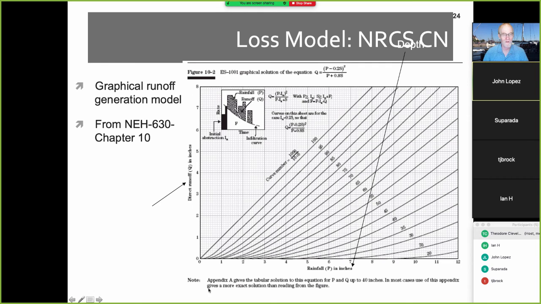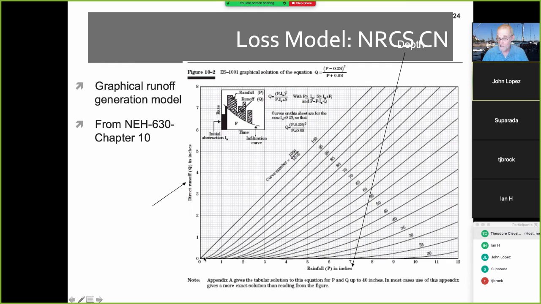Another way of representing the curve number method is with this chart. This is a graphical solution of that equation. If you know the curve number and you know the rainfall, you would read up from your rainfall to your particular curve number to get a direct runoff depth. These are all in watershed inches.